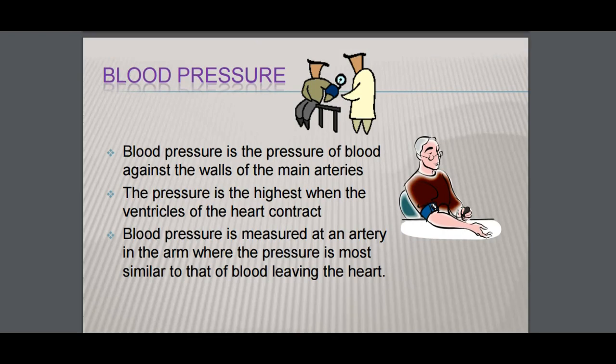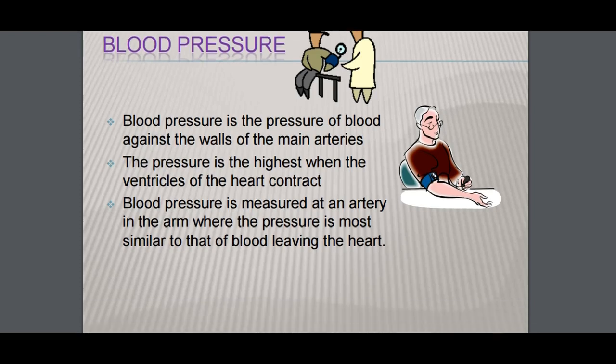Blood pressure. Blood pressure is the pressure of blood against the walls of the main arteries. The pressure is the highest when the ventricles of the heart contract. Blood pressure is measured at an artery in the arm where the pressure is most similar to that of blood leaving the heart.